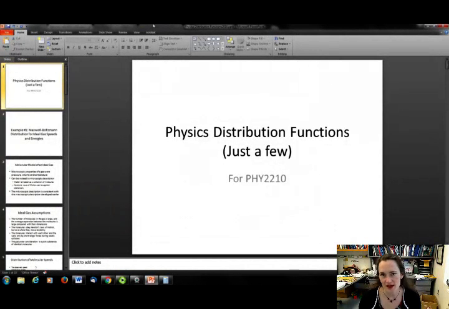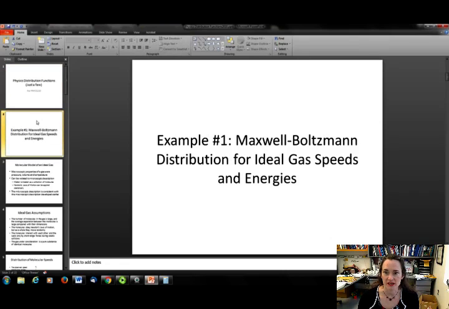Okay, so today I'd like to show you that there are some applications to the math and the statistics that you've been learning in physics, and that you're not just learning it for the math's sake. So here we go with about three physics distribution functions. The first example is the Maxwell distribution for ideal gas speeds and energies.